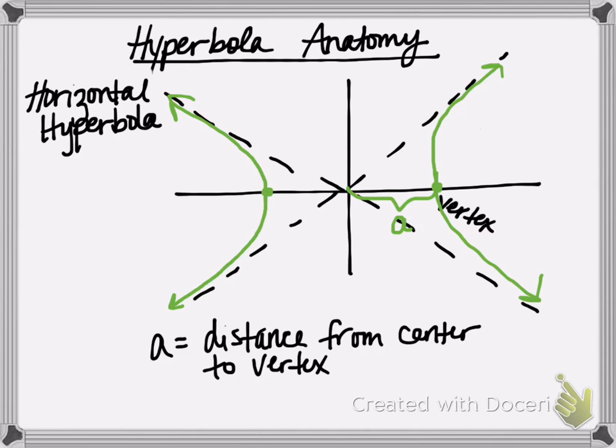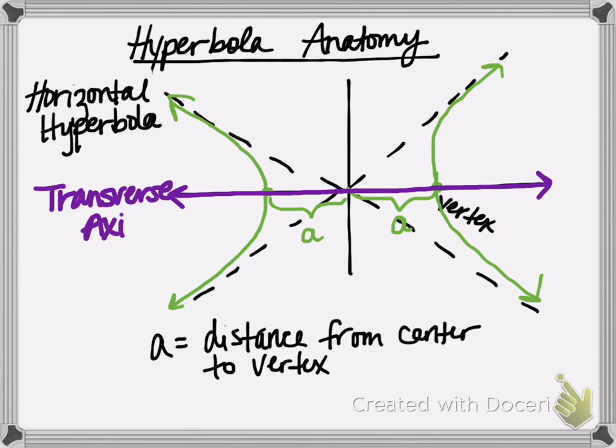And A, again, is the distance from center to vertex. If I were to draw the line that's connecting the two vertex points, it goes through the vertices, and it also goes through the center. This line is what we call our transverse axis. So we have a horizontal transverse axis, because of the horizontal line here, which is what creates the horizontal hyperbola. One branch is opening to the right and another branch is opening to the left.